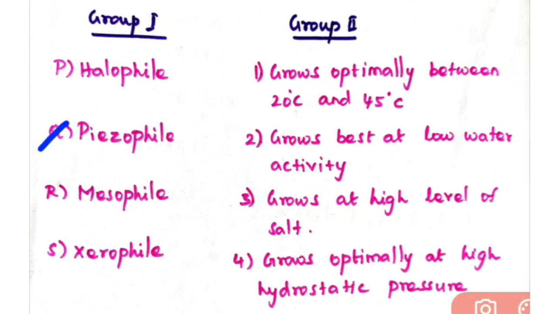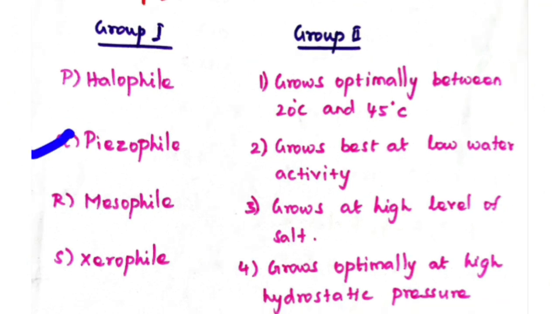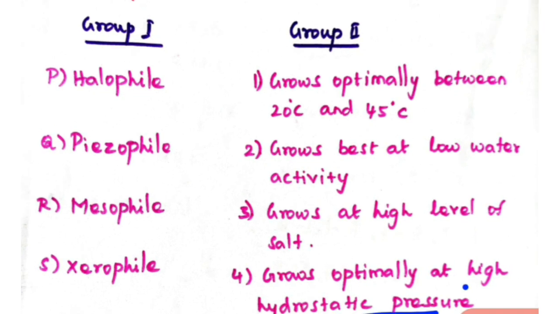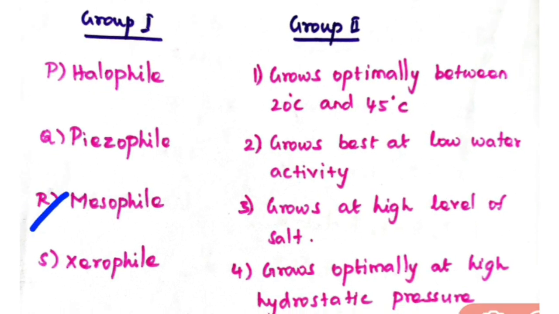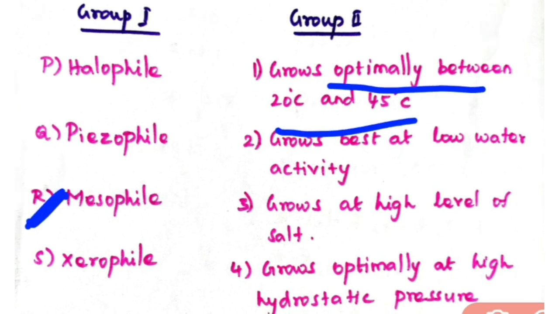Next option is piezophiles. So, piezophiles grow optimally at high hydrostatic pressure. Hydrostatic pressure means pressure above the atmospheric pressure, that is pressure greater than 1 atmosphere. Piezophiles are found deep down the ocean. The next one is mesophiles. Mesophiles grow optimally between 20 degree and 45 degree centigrade. That is, these mesophiles grow at neither too hot nor too cold. They grow at a moderate temperature between 20 degree centigrade and 45 degree centigrade.